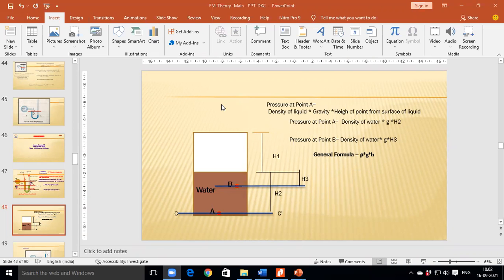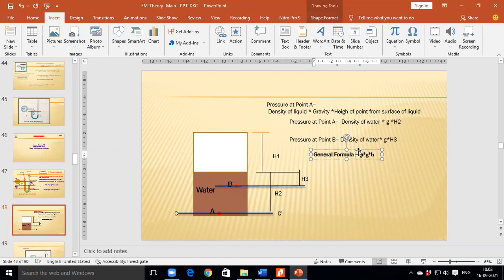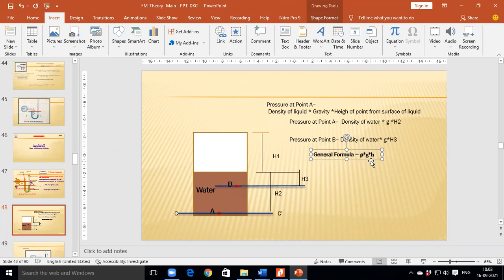What is meaning of rho? Density of water. Rho is density, whatever the liquid is available, density of that liquid. What is my G? Acceleration due to gravity. And what is my H? Height of point from the surface of the liquid.